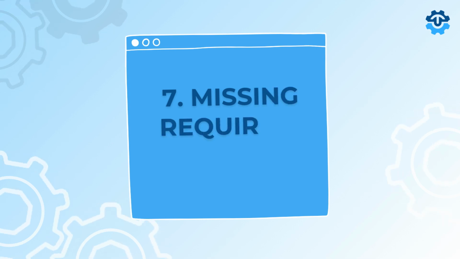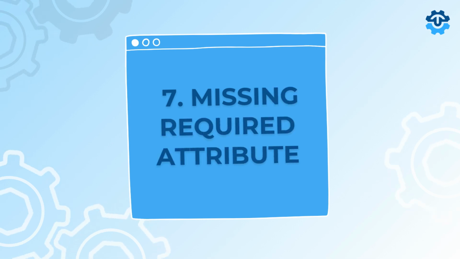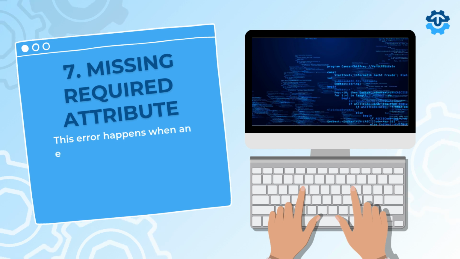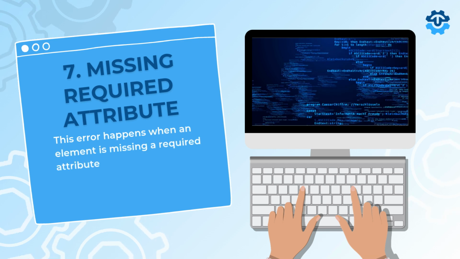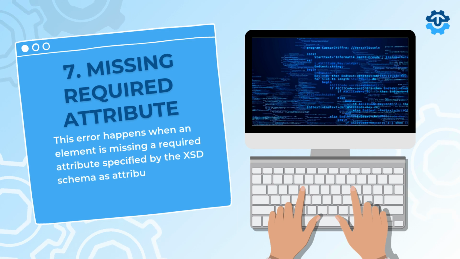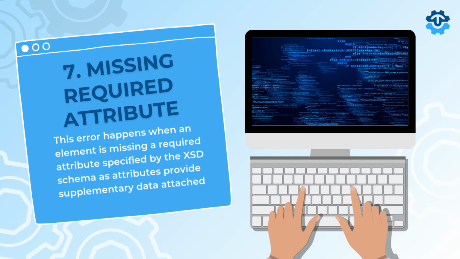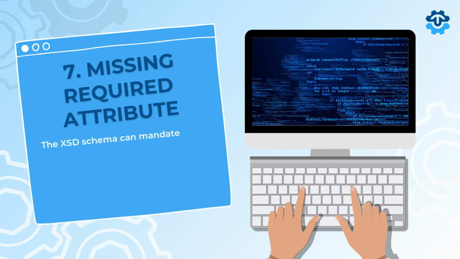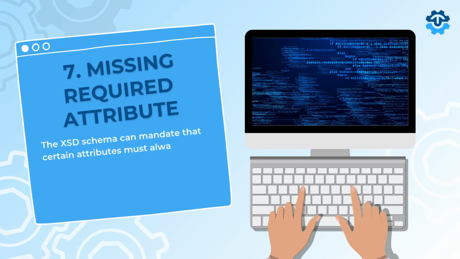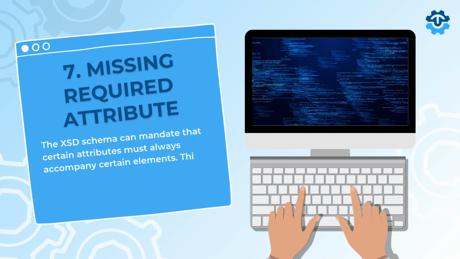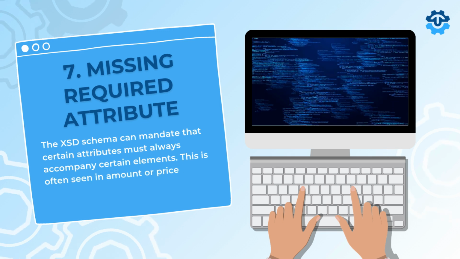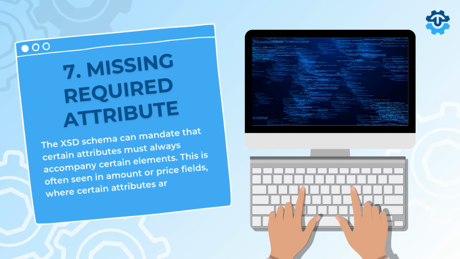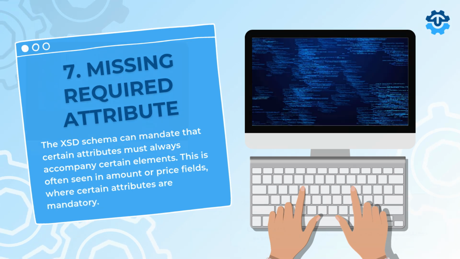Error 7. Missing required attribute. This error happens when an element is missing a required attribute specified by the XSD schema, as attributes provide supplementary data attached to an element. The XSD schema can mandate that certain attributes must always accompany certain elements. This is often seen in amount or price fields, where certain attributes are mandatory.